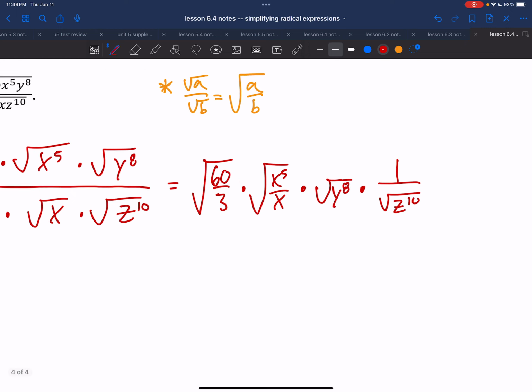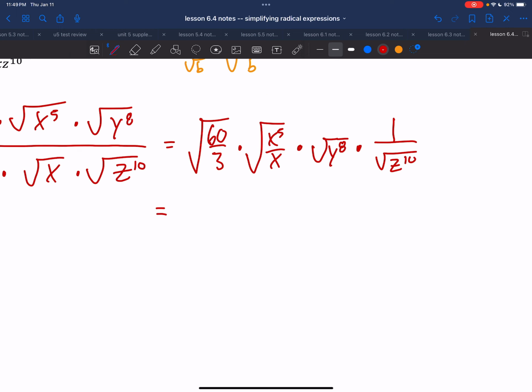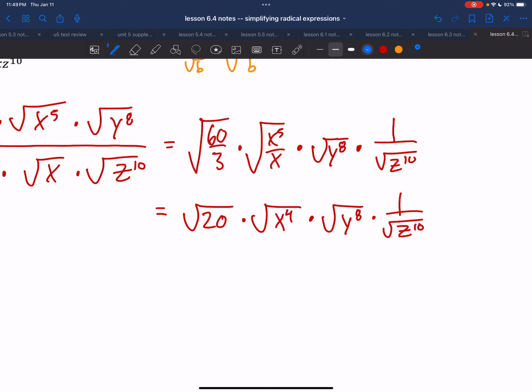Okay? Let's simplify this. 60 over 3 is just 20, so that's square root of 20 times square root of x to the 4th times square root y to the 8th times 1 over square root z to the 10th. Okay? And now that I've simplified some of those, let's go through all of them, right? So square root of 20, 20 is just 4 and 5. So square root of 20 is square root of 4 times square root of 5. Is just 2 root 5. So this is 2 root 5.